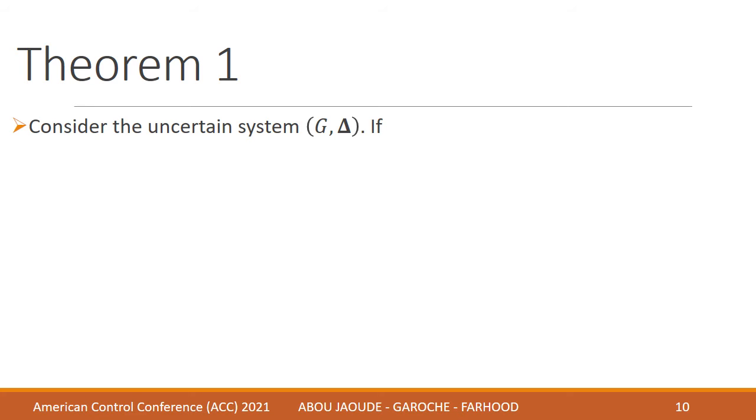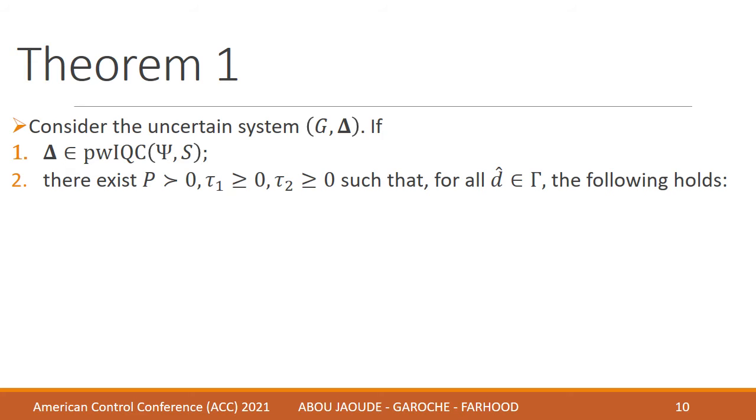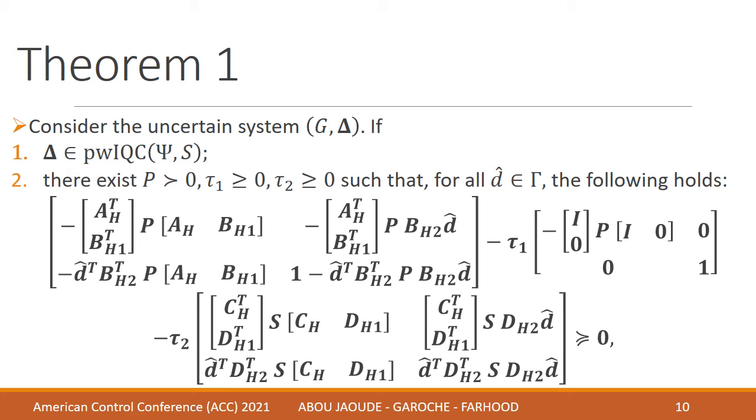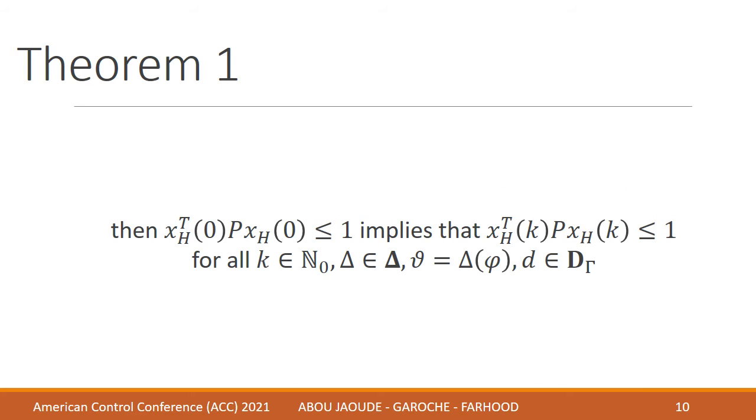We will now state the main theorem in the paper. Consider the uncertain system G delta. If the set delta satisfies the pointwise IQC defined by Psi and S, and there exists a positive definite matrix P and non-negative scalars tau1 and tau2 such that the following inequality holds for all d hat in gamma, then if xh is in the ellipsoid defined by P at time k equal to 0, that is, xh0 transpose P xh0 is less than or equal to 1, then xh remains in this ellipsoid for all k, delta and d in d gamma. This result is proved using the S procedure.